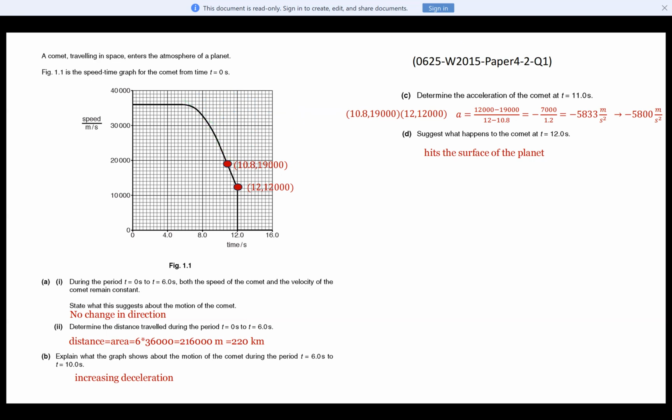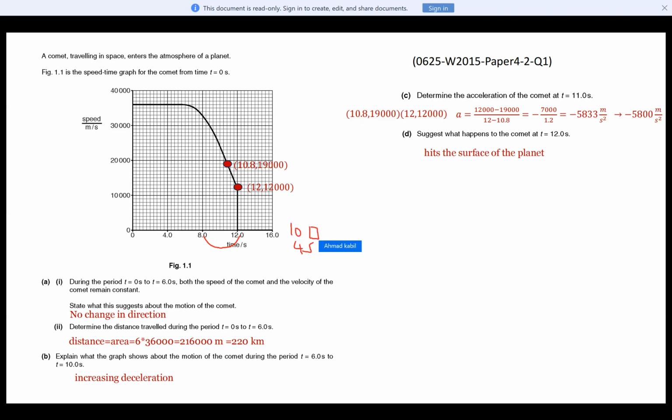Finally, in question C, we are required to determine the acceleration of the comet at t equals 11. So how do we determine the acceleration at t equals 11? First, we count the squares from 8 to 12. 1, 2, 3, 4, 5, 6, 7, 8, 9, 10. So we seem to have 10 squares between 8 and 12. So we have 4 seconds and 10 boxes.